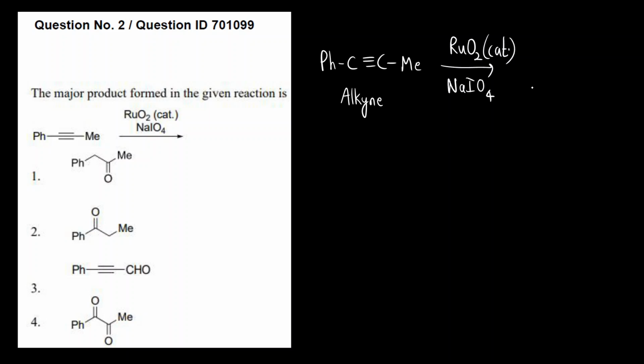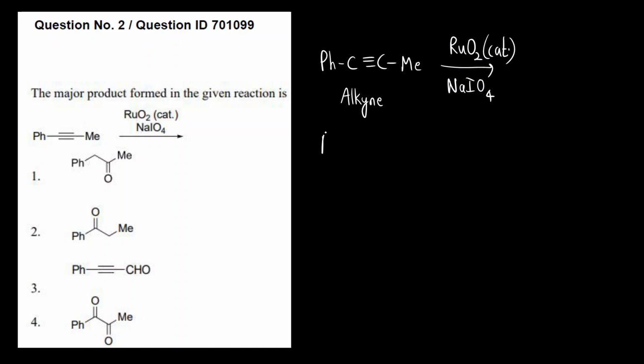So what is given to us is Ph-C≡C-Me. Which functional group is this? Carbon-carbon triple bond is alkyne. And we are reacting it with ruthenium dioxide, which is used as a catalyst, and sodium periodate, NaIO4, and we have to identify the product.